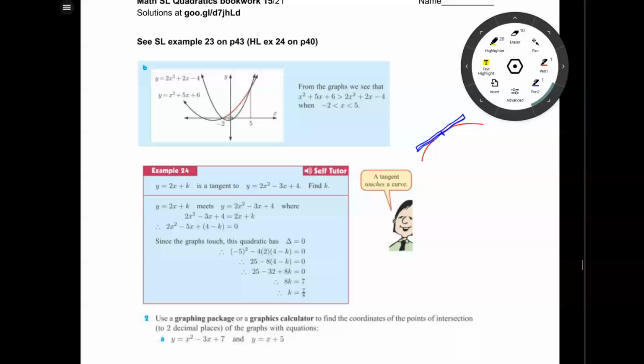So what we're going to do now is use discriminants to figure out what the equation of a line would be if it was against a curve at a certain point. Okay? So why don't we try that?